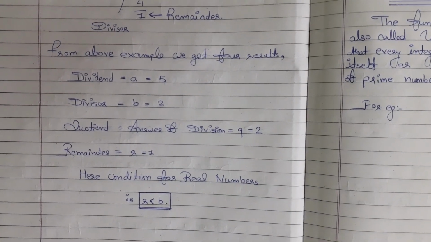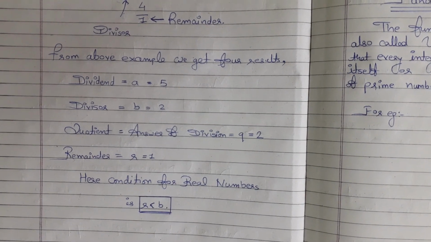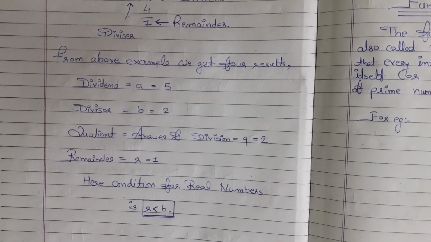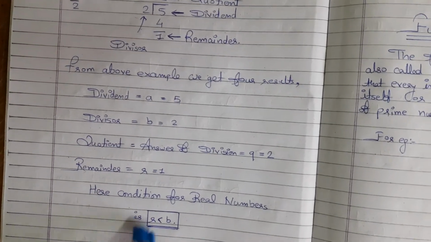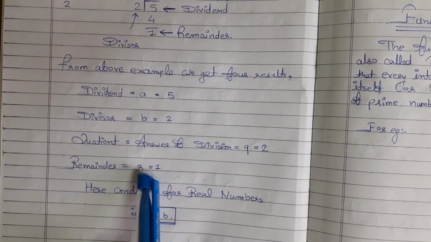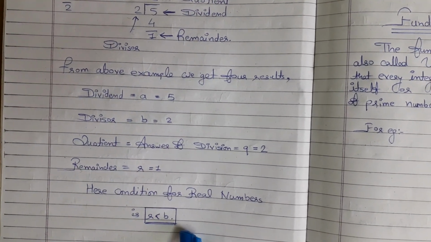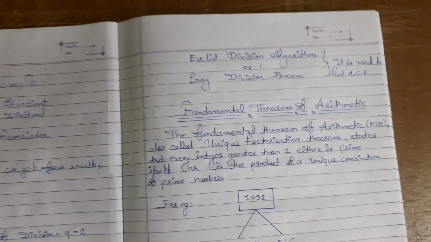Only one condition is discussed here, that R should be less than B. What is R? R is the remainder and B is the divisor. So R should be less than B. That is the main condition.